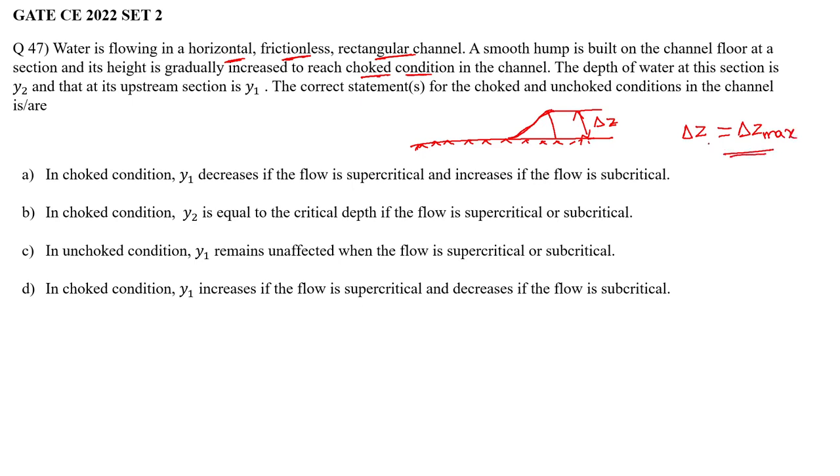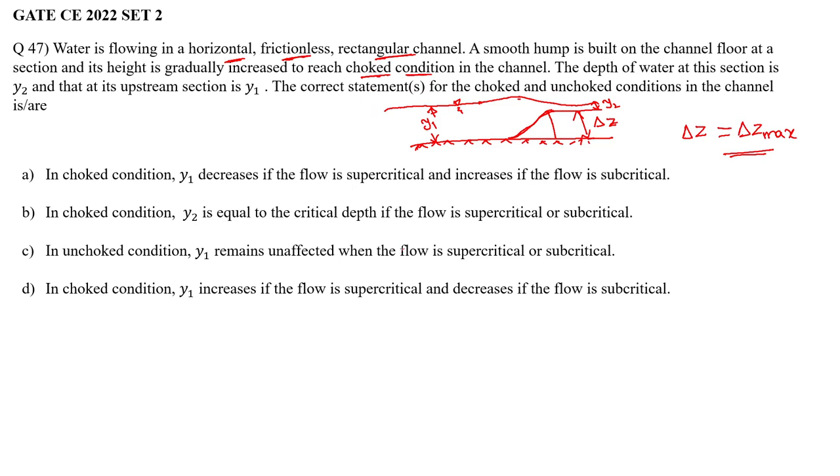I'll tell you what the delta z max is. The depth of water at this section is y2, and the upstream section is y1. Suppose the flow is taking place over this particular section, this is y1, and this can change based on the flow condition. Let's say this is y2, this is y1. So now the correct statement or statements for the choked or unchoked condition in the channel are.